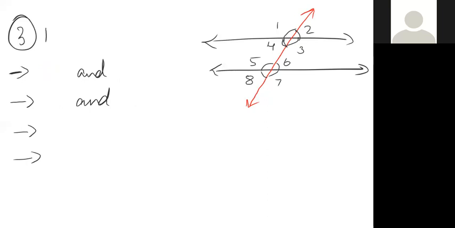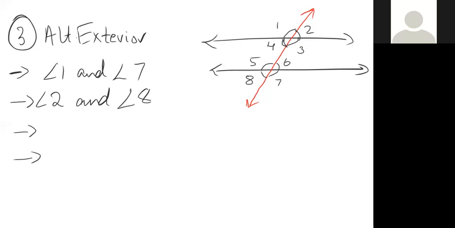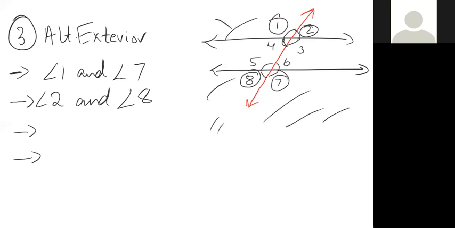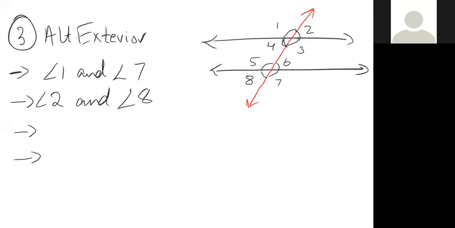Third one is alternate exterior angles. Yes, and these would simply be angle 1 and angle 7, and angle 2 and angle 8, right? Because 2 is here and 8's here. They're again opposite 1 and 7, but they're outside the transversal. They're here and they're here, right? That's why they're alternate exterior angles, but they are alternate. That means they're on different sides.